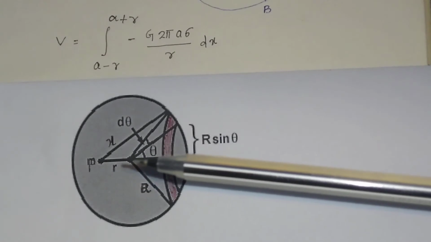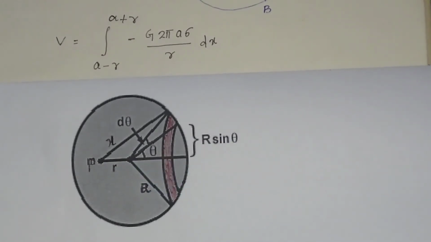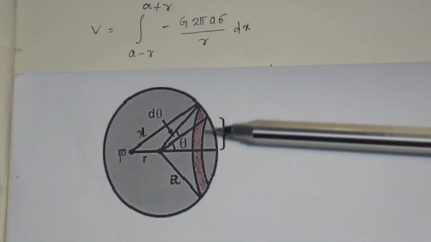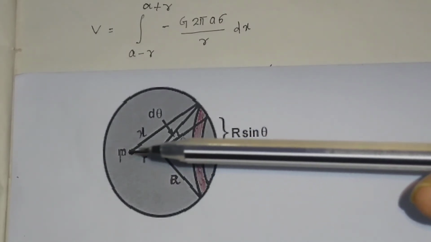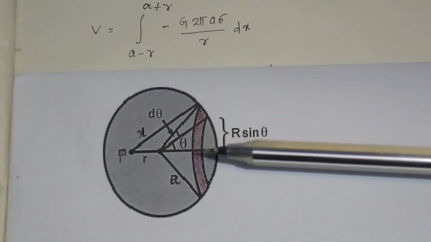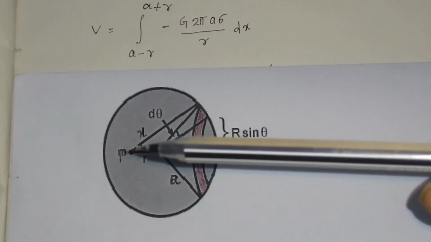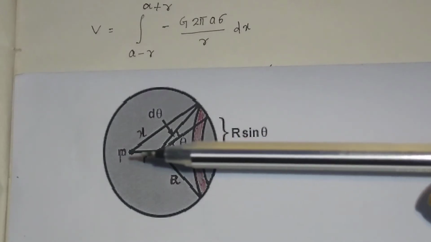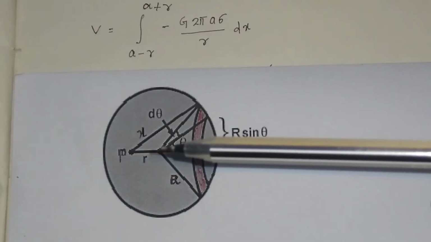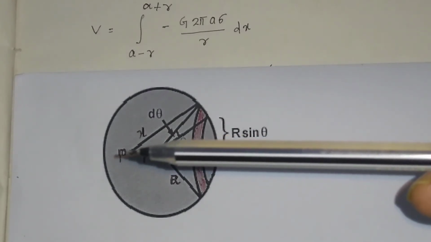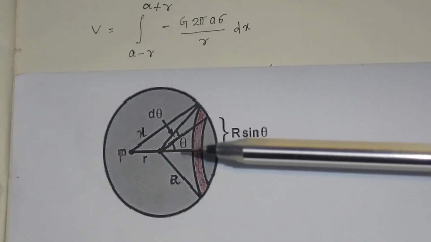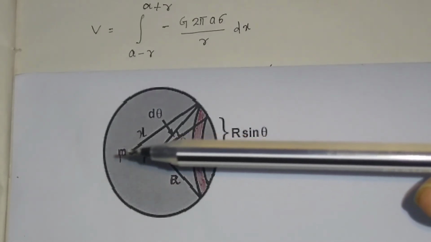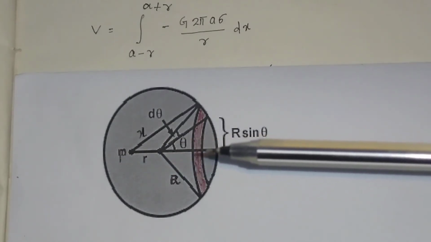If this is a, you see in this figure, this is your radius a and this is r. So this is your a plus r. This point is a plus r, and this is the radius a and this is r. So a minus r is this point. So from this point to this point you have to integrate, to find out the total potential.